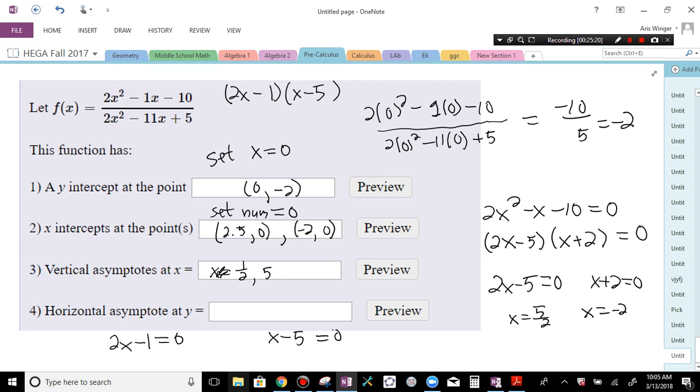For this one, it's just going to be how funky the factoring is, but the idea remains the same. Set the numerator equal to 0 for the x-intercepts. Set the denominator equal to 0 for the vertical asymptotes. What's the horizontal asymptote? Powers are the same. y equals 2 over 2, 1.